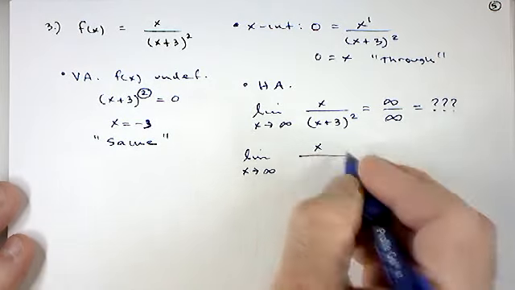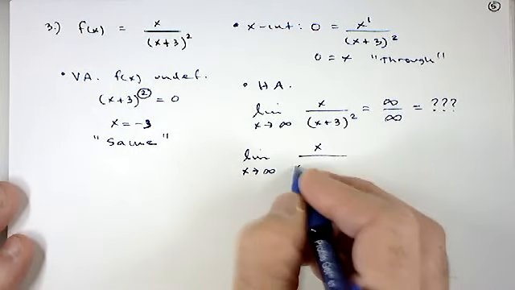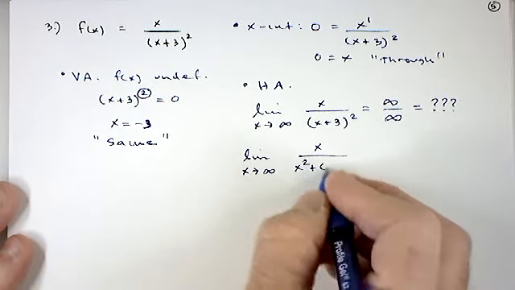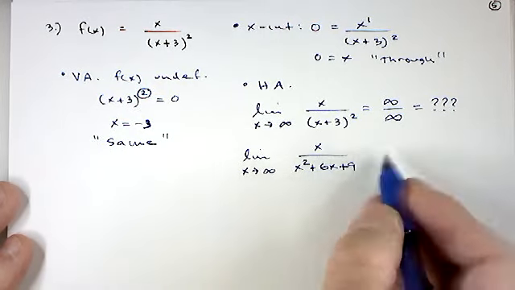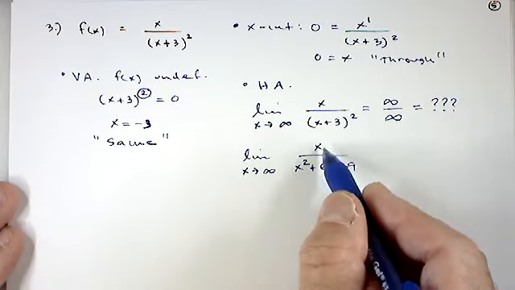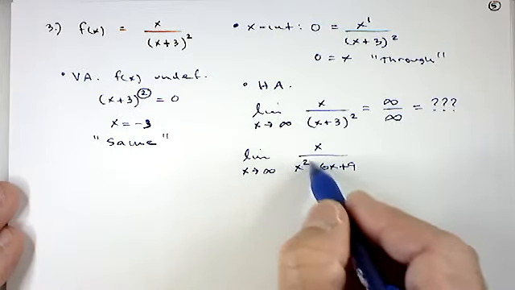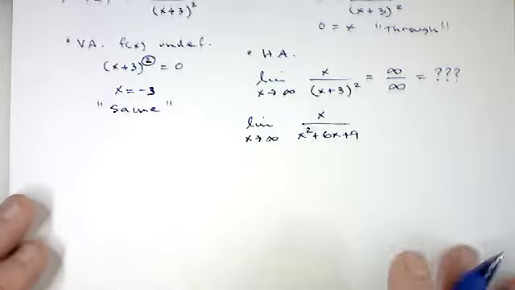What I'm going to do is some dividing, but what I want to do first is FOIL out the bottom. You should be able to do that. x squared plus 6x plus 9. And my rule from the previous page, right, we're going to divide each term by the biggest power of x in the denominator, which is x squared.